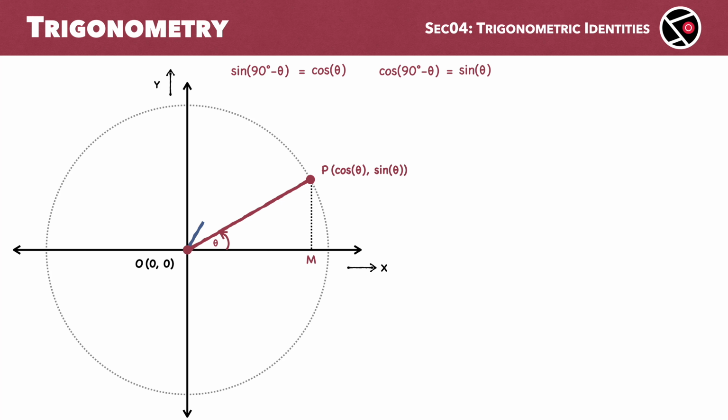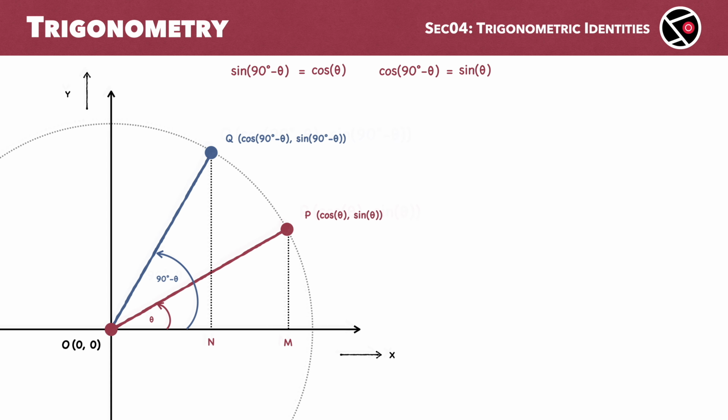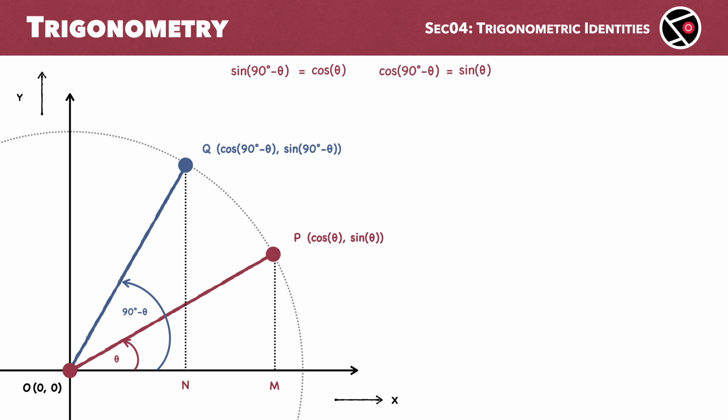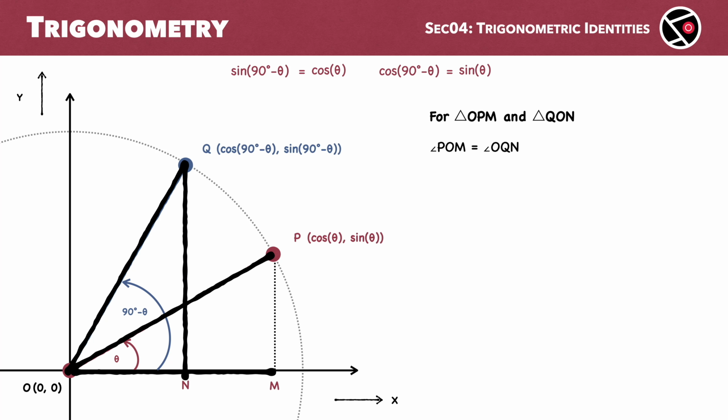Now let's look at another point Q at an angle of 90 degrees minus theta. Its coordinates are cos 90 degrees minus theta and sin 90 degrees minus theta. Let me zoom in a little so you can see this better. Now focus on the two triangles. Triangle OPM and triangle QON. We can observe the following. Angle POM is equal to angle OQN. Both are theta.